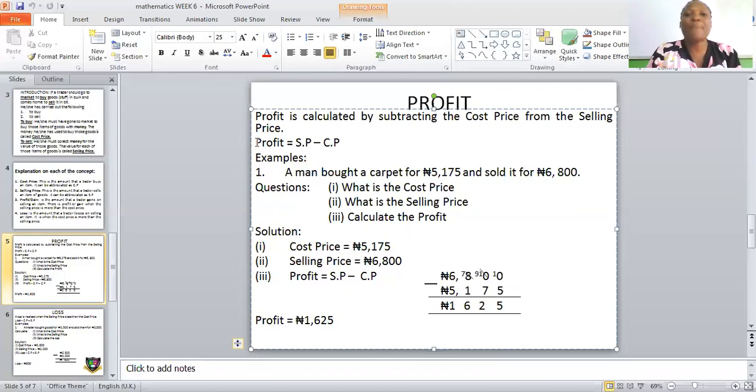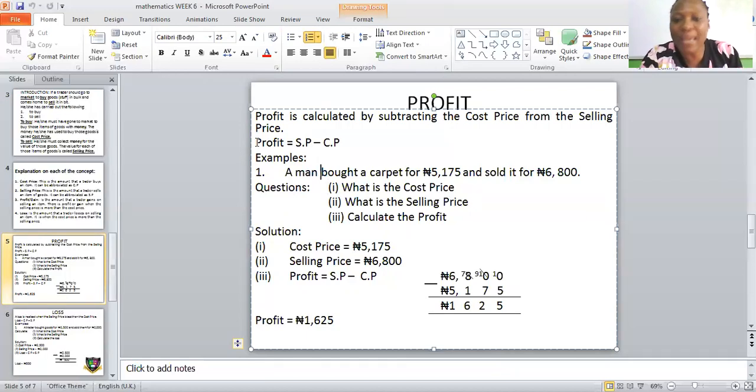Examples: a man bought a carpet for 5,175 naira and sold it for 6,800 naira. Questions. Number one, what is the cost price? How much has the trader bought the carpet for?